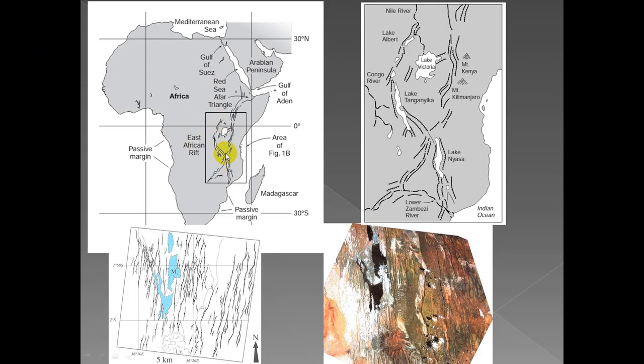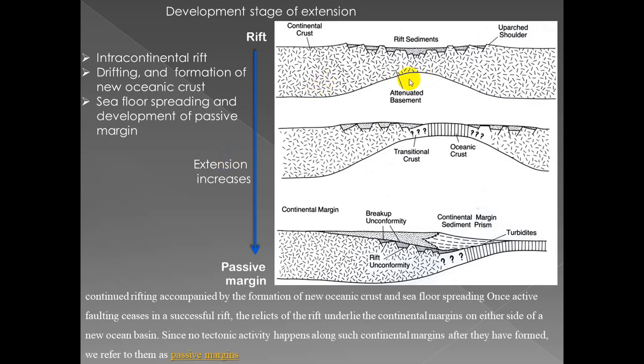Why didn't we say young ocean in this stage of rifting? Because the floor of the rift here is still continental crust, like in this diagram. Extension happened and some faults or fractures formed, but the floor of the extensional regime is still continental crust, so it's called intracontinental rift.